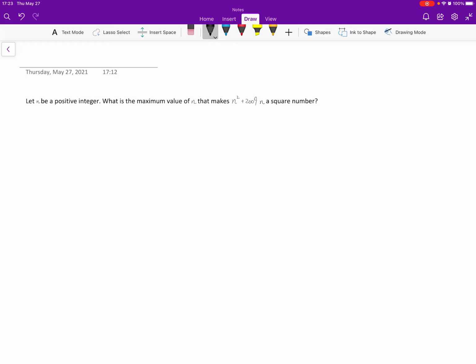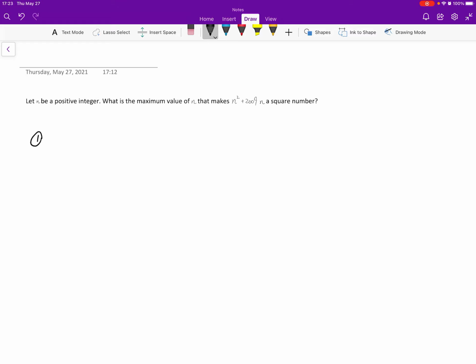So yeah, let's begin. Let n be a positive integer. What's the maximum value of n that makes n squared plus 2009n a square number? Okay, so pause the video if you'd like to figure out the solution on your own. I'm going to provide two different methods. One is more intuitive. The other one is more algebra. The second one's faster, but both methods follow a rigorous proof process.